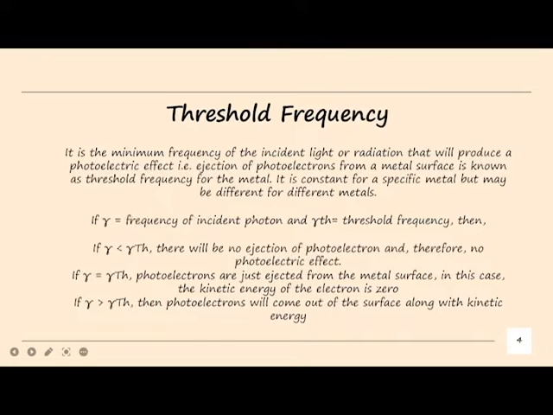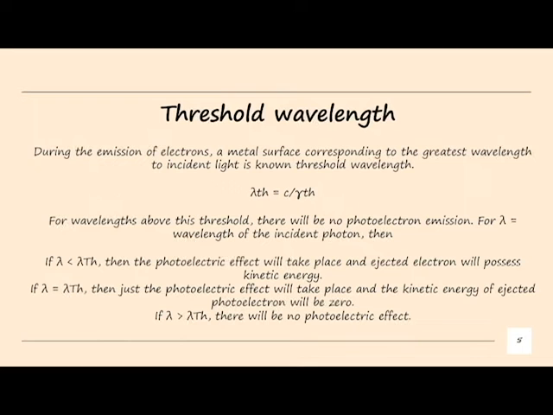So let's say f is the frequency of the incident photon, and f0 is the threshold frequency. For all frequencies less than f0, there will be no ejection of photoelectrons. If it is equal to f0, electrons are just ejected. And if it is greater than f0, then the photoelectron will come out with some kinetic energy. This term we'll learn later. First, let us talk about threshold wavelength also.